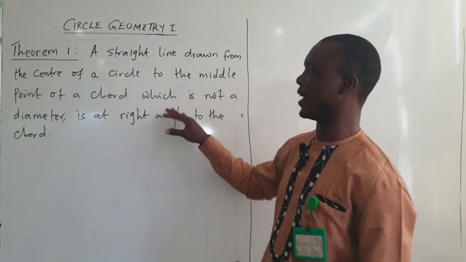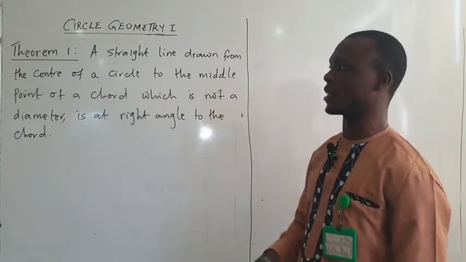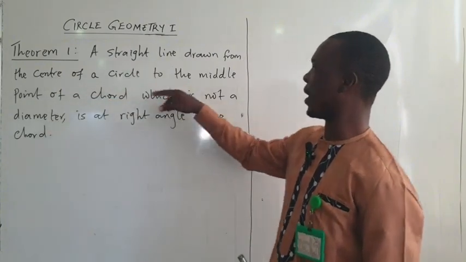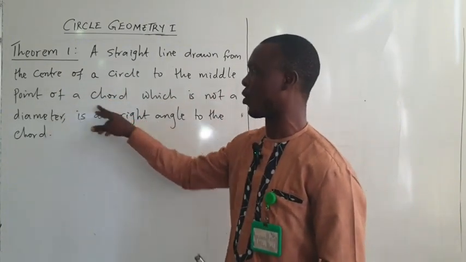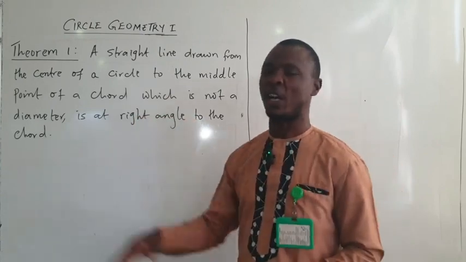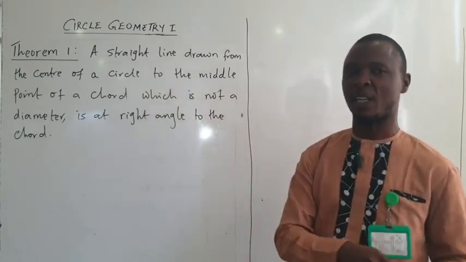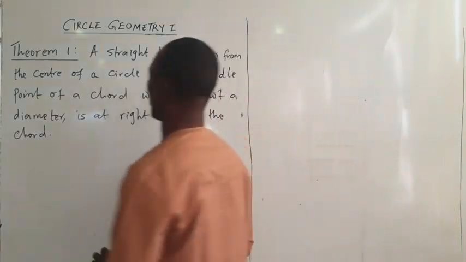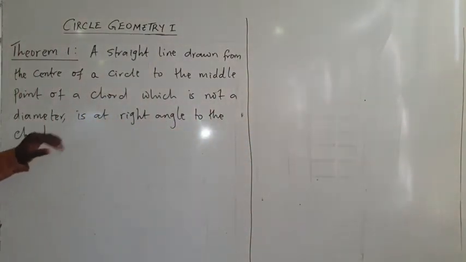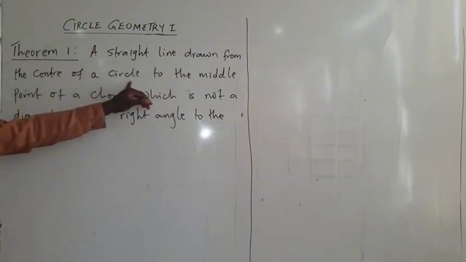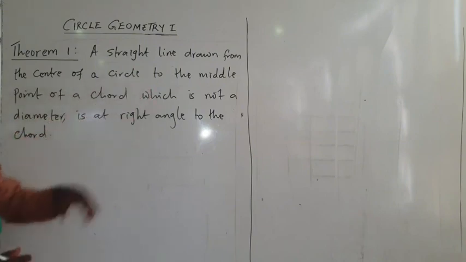So all we are saying here is, they are the properties or parts of a circle. We have the center, we have the middle point of a chord, so we have a chord there, we have a right angle and so on, and we have a diameter. So we must have learned about the property or part of a circle. So let me interpret this theorem. The theorem says a straight line drawn from the center of a circle.